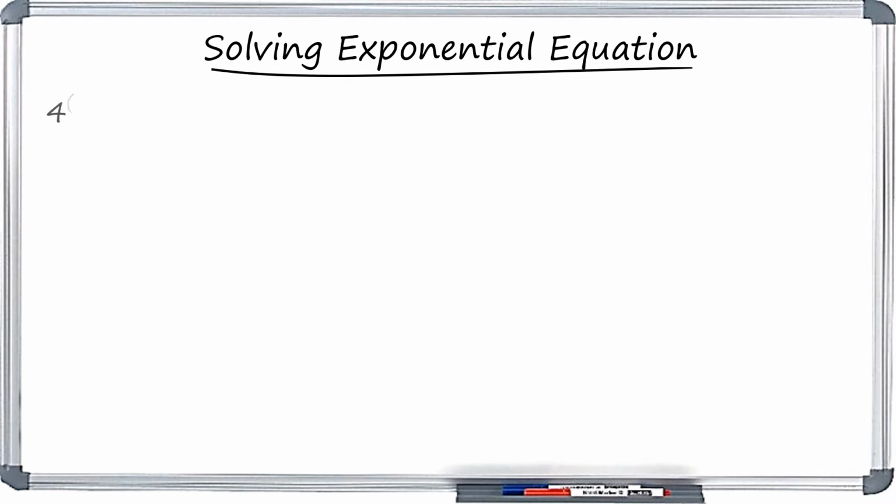Our first example is 4 raised to x minus 1, minus 16, is equal to 0. As we can see, we have an exponential equation because our variable is an exponent. Our first step in solving exponential equations is to isolate exponential terms. In this case, our exponential term is 4 raised to the quantity of x minus 1. So we want to isolate that term on the left side of the equation, and to do that, we need to transpose negative 16 to the right-hand side of the equation.